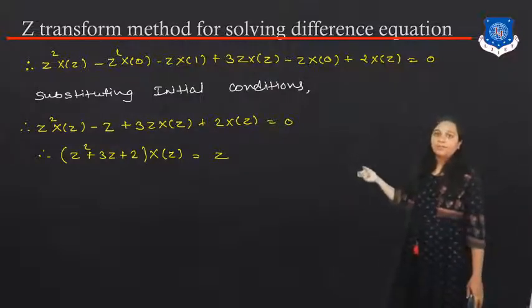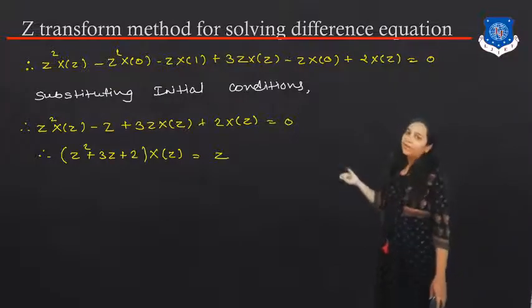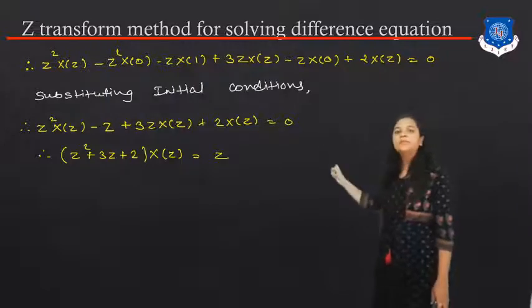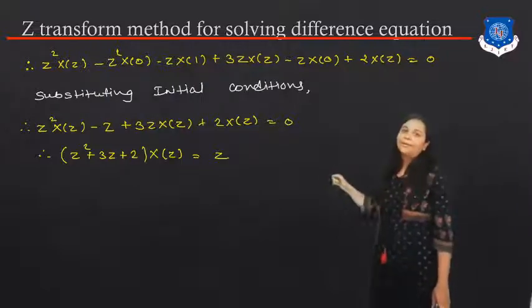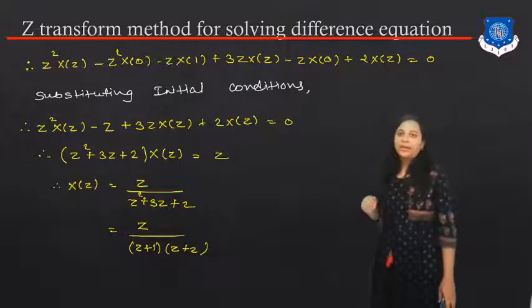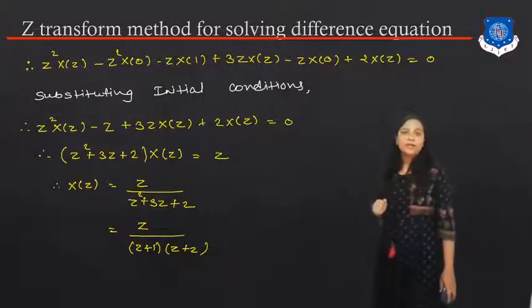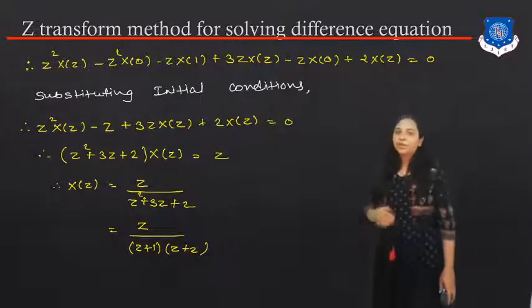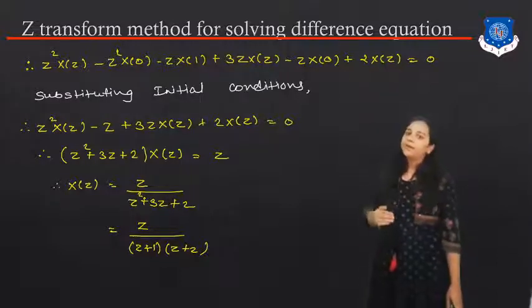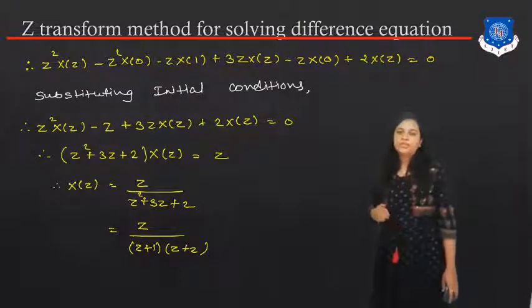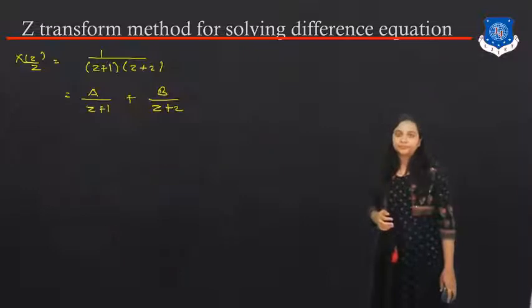Okay, now simplify this equation. We have to common out the term x of z. So in this bracket z square plus 3z plus 2, bracket complete, x of z, that is equal to z. So we can get x of z is equal to z upon z square plus 3z plus 2, that is equal to z upon z plus 1 and z plus 2. So this is the value of x of z.